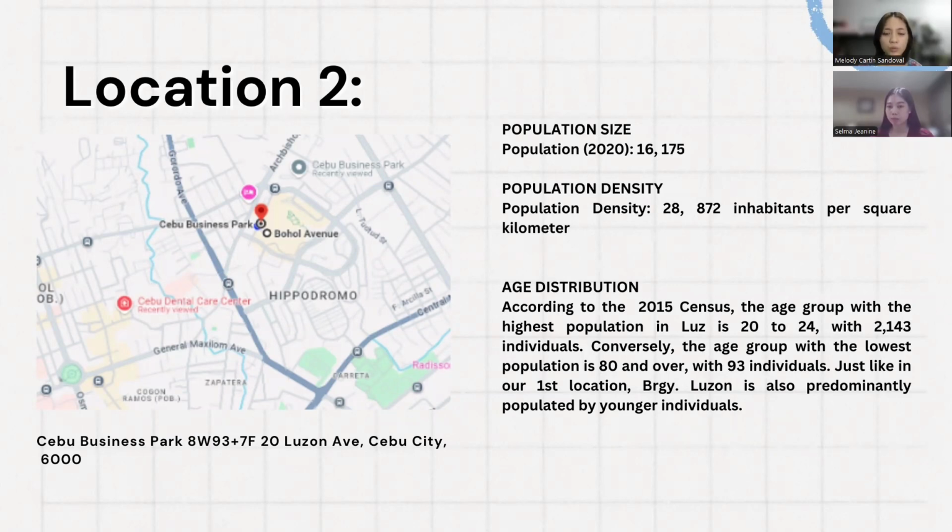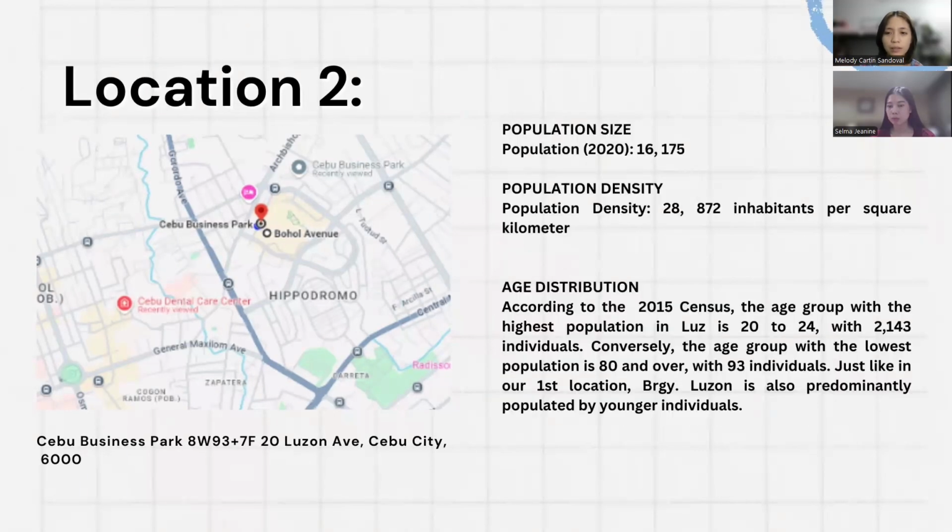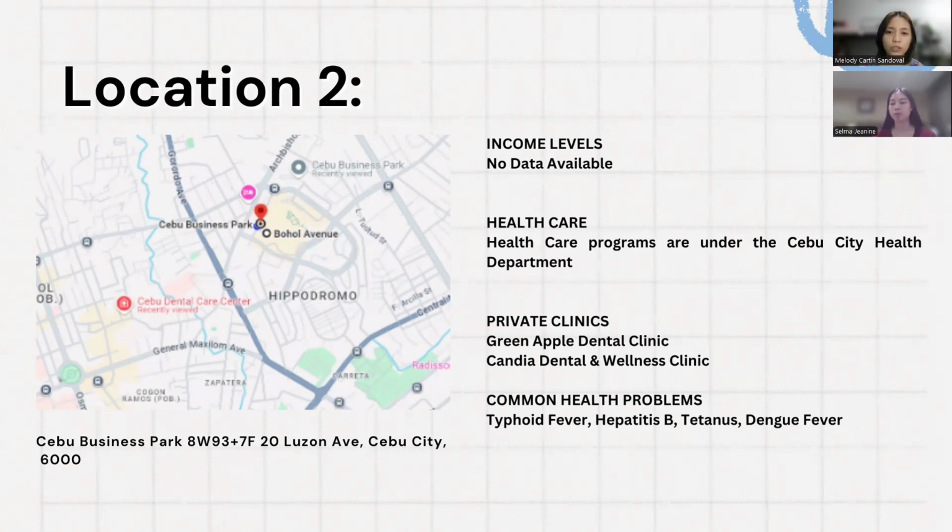For the age distribution, according to the 2015 census, the age group with the highest population in Luz is 20 to 24, with 2,143 individuals. Conversely, the age group with the lowest population is 80 and over, with 93 individuals. Just like in our first location, Barangay Luz is also predominantly populated by younger individuals. Now, for the income levels, unfortunately, there is no data available.